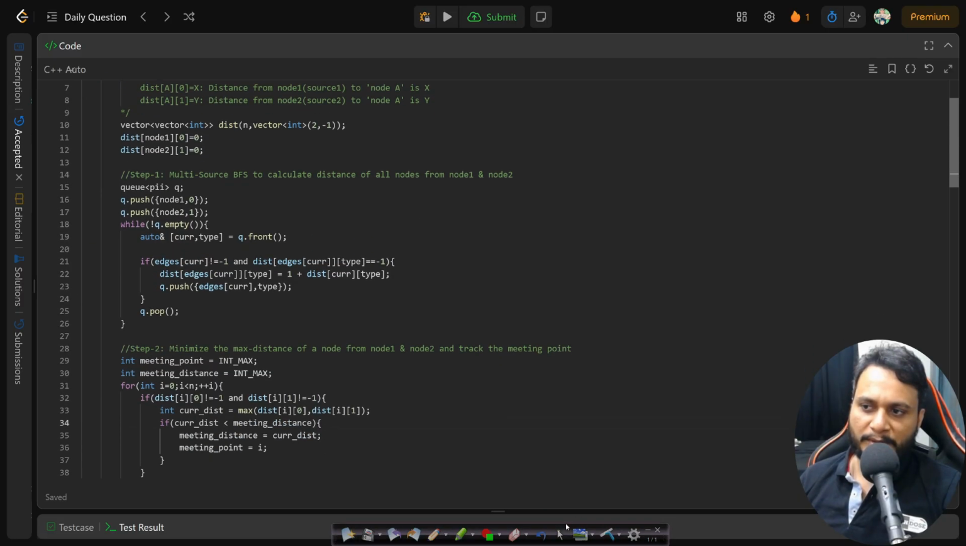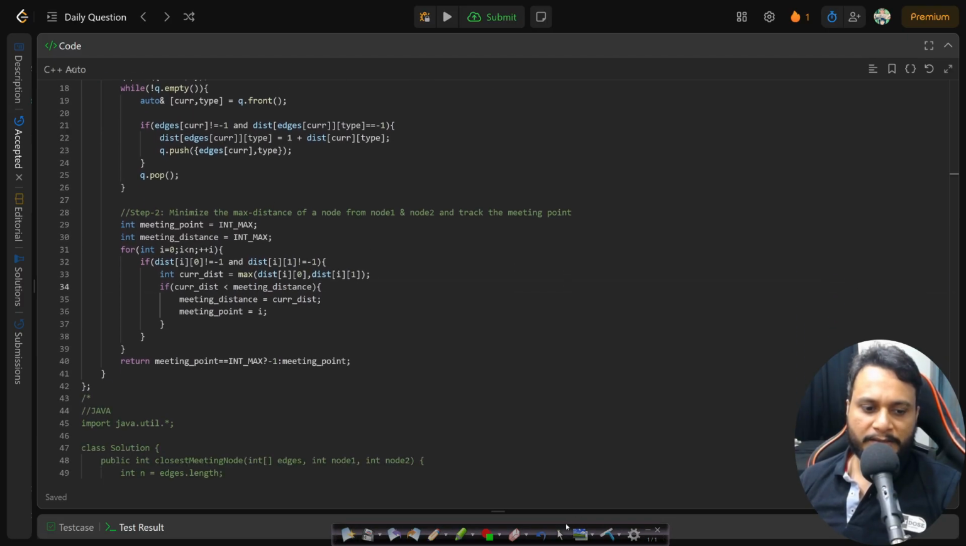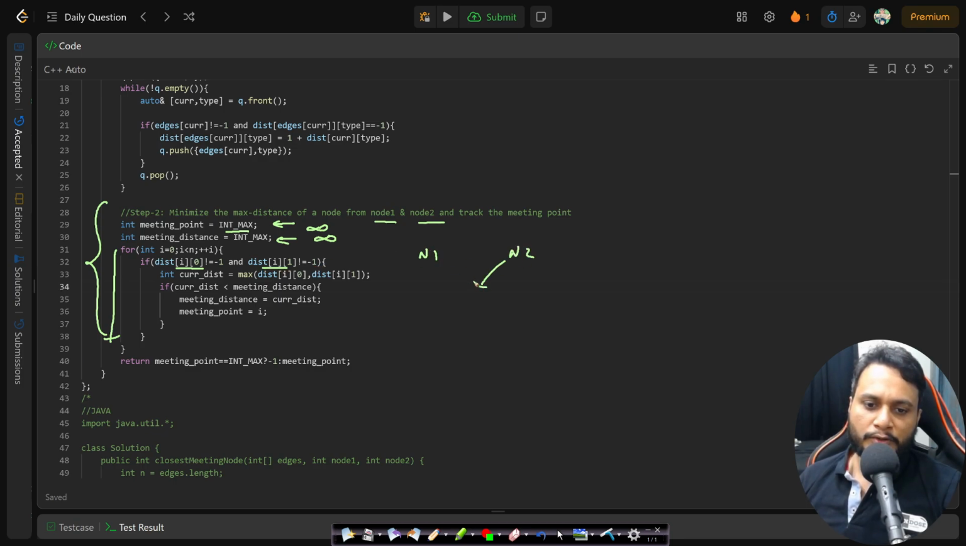Now let's look at step number 2, which will tell us about minimizing the maximum distance of a node from node 1 and node 2. So here we will be taking the meeting point to be integer maximum and meeting distance to be integer maximum, which are infinity as I showed you. Parse through all the nodes one by one, and both the distance values have to be not -1. That means both node 1 and node 2 should be able to come to that node, isn't it? So they both have to be not -1.